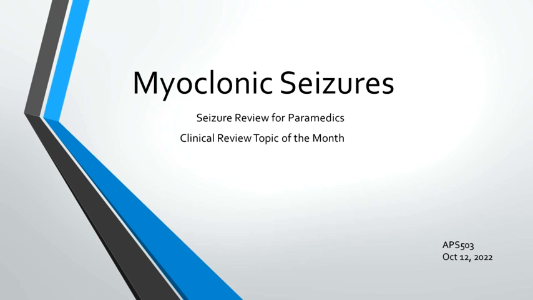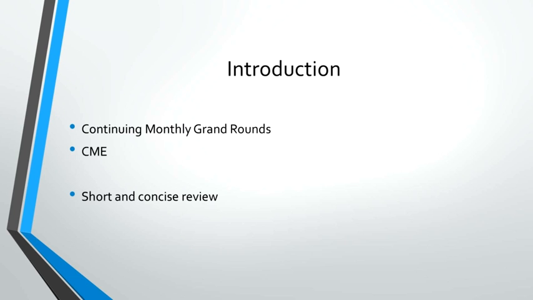Remember, these are topics you've submitted, and we've chosen to review here for your additional professional development. This is also part of APS503. These will be part of your monthly grand rounds, and you can also use this towards any CME that you may need for the year. This is going to be a fairly short and concise review of myoclonic seizures and should be approximately 20 minutes. If you have any questions, please feel free to reach out and contact me afterwards. I'd be more than happy to answer any of those questions you may have.